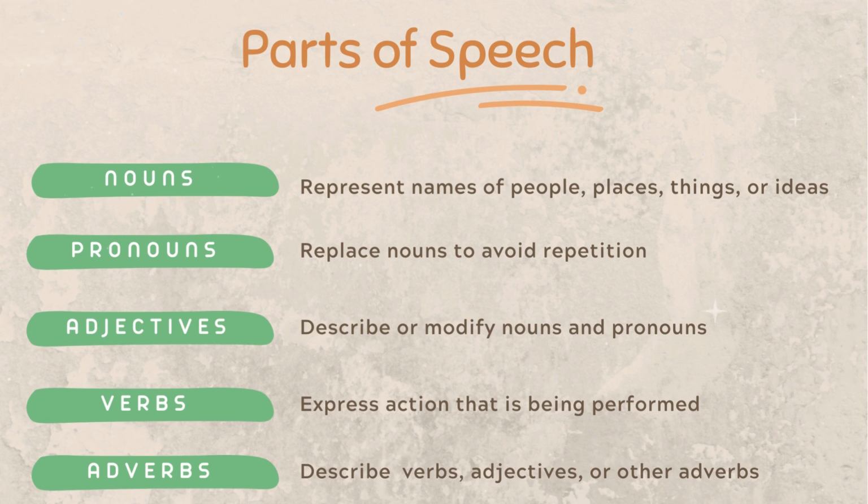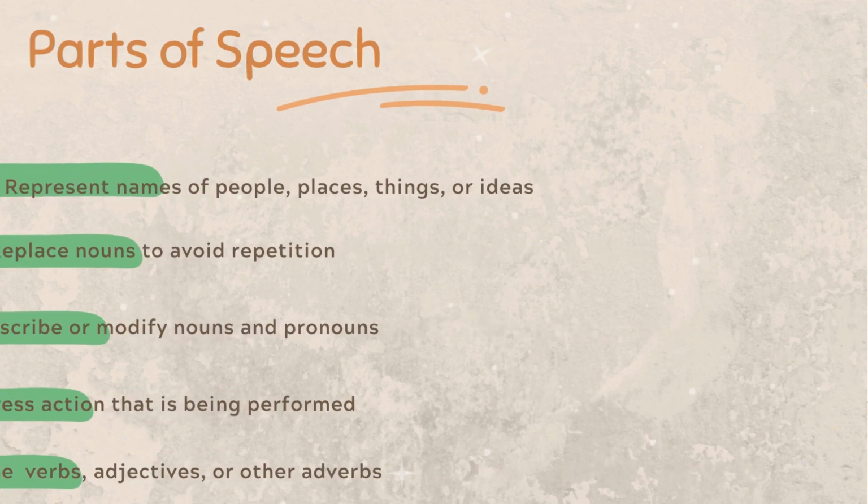Let us briefly recap the 9 parts of speech that we learnt in this lesson. Nouns represent names of people, places, things, or ideas. Pronouns replace nouns to avoid repetition. Adjectives describe or modify nouns and pronouns. Verbs express action that is being performed. Adverbs modify verbs, adjectives, or other adverbs, providing additional information.